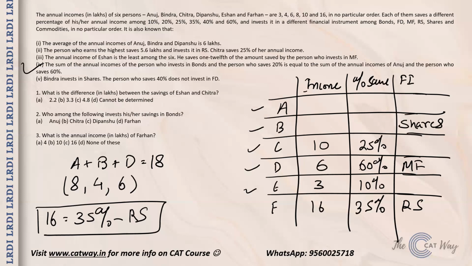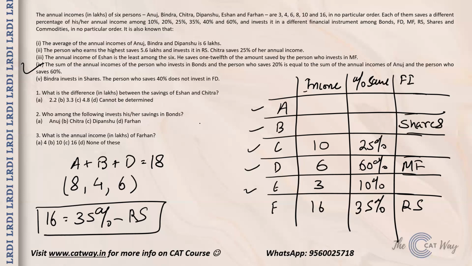Now it has been given the annual income of the person who invests in bonds. We do not know who is investing in bonds. And the person who saves 20%, that is also not certain. So nothing is certain about the first two people.